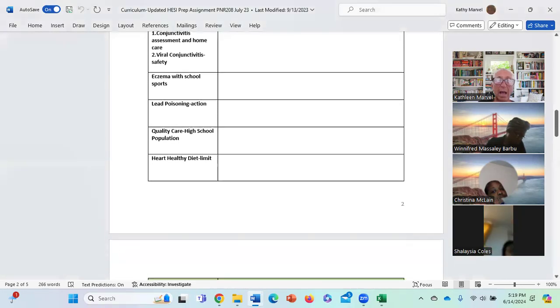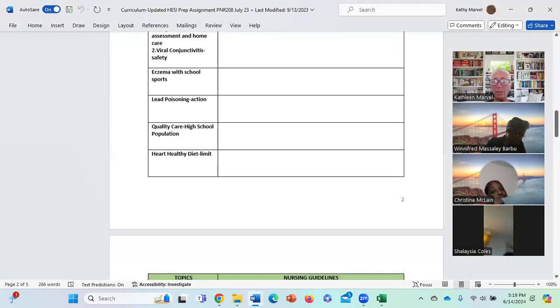Lead poisoning, action. What's the action we do with lead poisoning? So I would think, what might somebody present with lead poisoning, and what are we going to do about it? What if there's an actual exposure? You should have put this in your HESI prep. Household water should be tested for lead and certified. Absolutely.